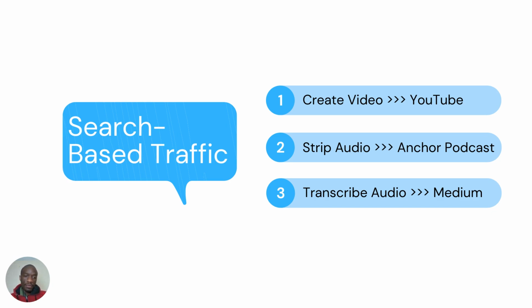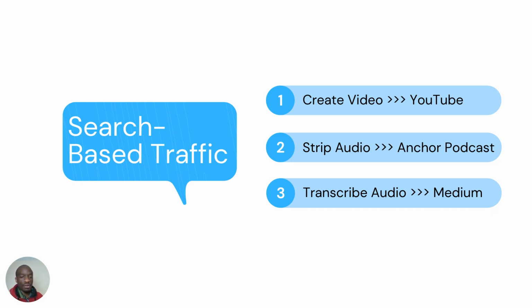How we go about finding search-based traffic is, if you take the example of creating a video, you can put it on YouTube, but you can also strip out the audio and use that for podcasts on channels such as Anchor, Spotify, and Apple. I think iTunes has a place for that. Then you can transcribe that audio and turn it into a blog post for Medium and other blogging platforms, including your website. So you've created one piece of content and can leverage it in three ways. That becomes a very easy and effective approach.